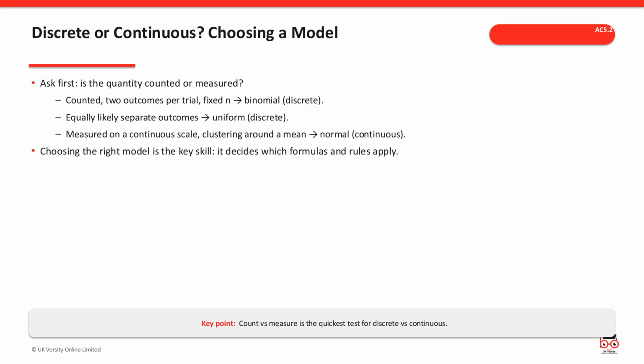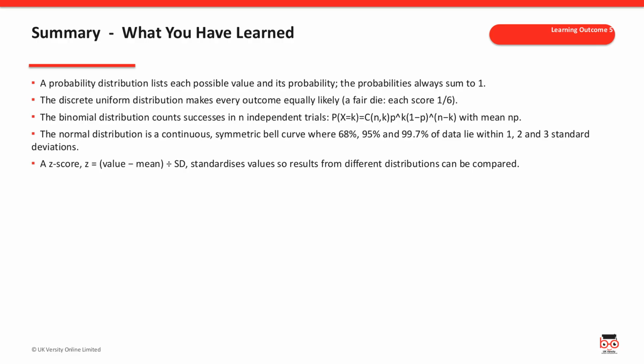Let's bring learning outcome 5 together. A probability distribution lists each possible value with its probability, and those probabilities always sum to 1. The discrete uniform makes every outcome equally likely, a fair die giving each score 1/6. The binomial counts successes in n independent trials, with probability C(n,k) times p to the k times 1 minus p to the n minus k, and a mean of n times p.